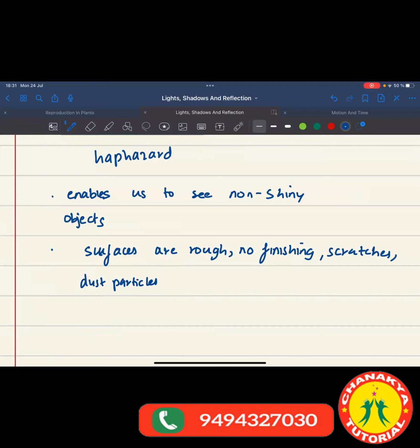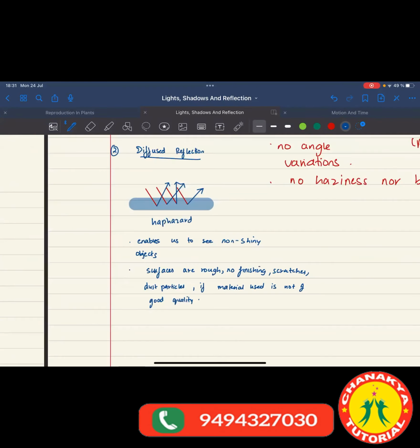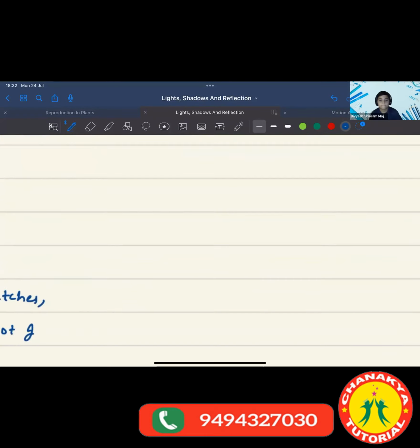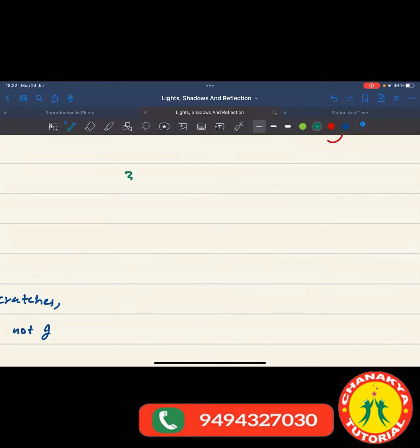Okay. And also if the material used is not of good quality. Okay. Is diffuse reflection clear? Anybody has a doubt? No, ma'am. Okay. So going to the third type, which is multiple reflection.